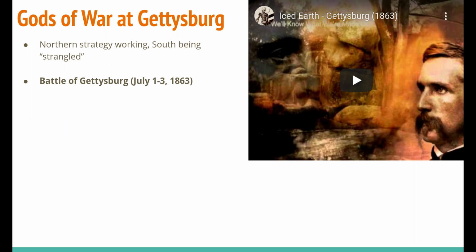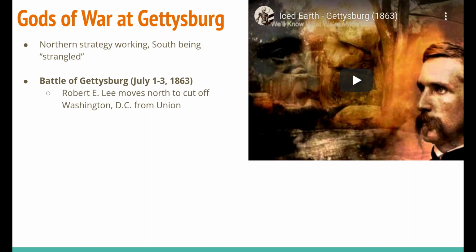And ultimately, we see a huge Northern victory, though a hard-fought and hard-won victory, at the Battle of Gettysburg, which takes place on July 1st, 2nd, and 3rd of 1863. So Robert E. Lee, again, tries to move north and cut off Washington, D.C. from the Union, just like he had at the Battle of Manassas.